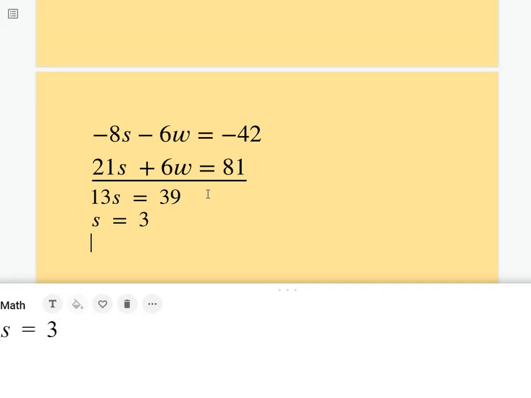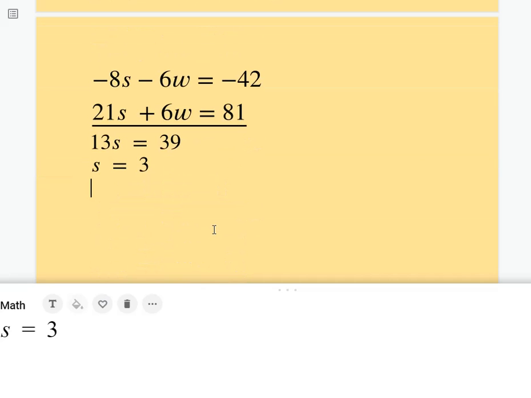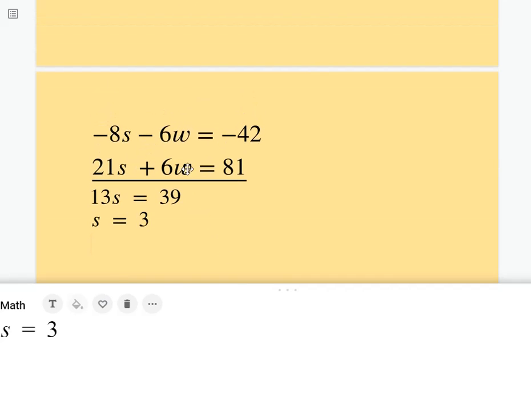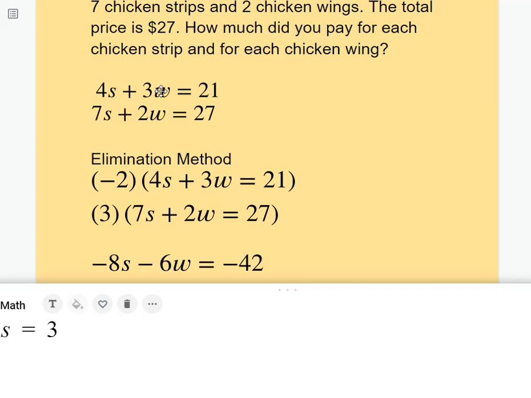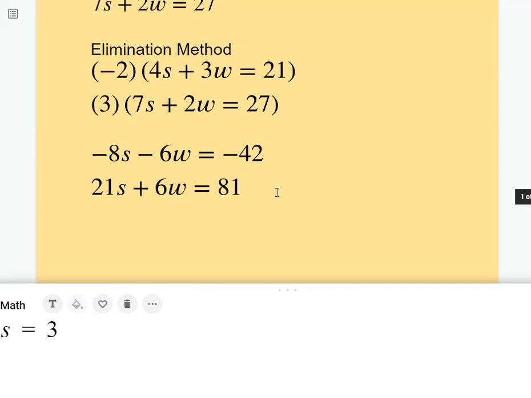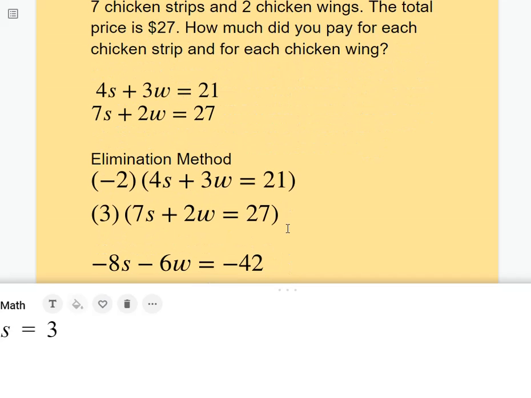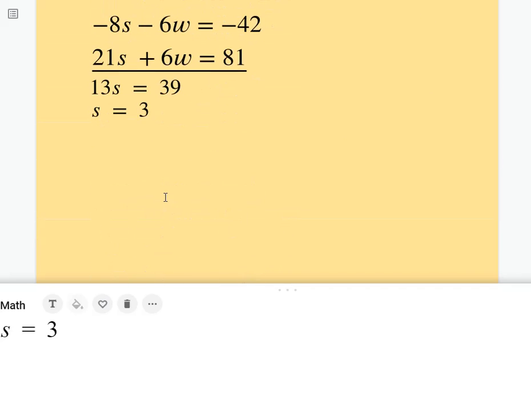Don't forget the original problem we wanted. To get the price of each wing, we take S equals 3 and put it in any of those equations. It doesn't matter which one we put it in, we get the same solution. So let's put S equals 3 in the first one, 4S plus 3W equals 21.